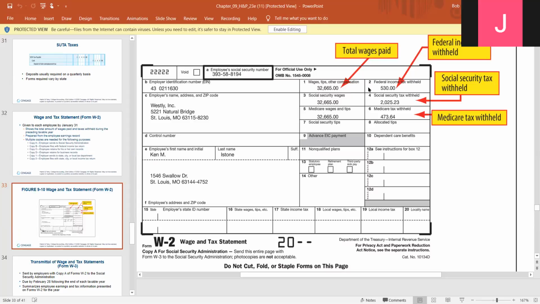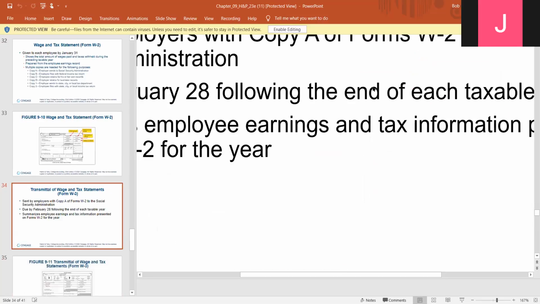They're showing you how much came out for federal income tax, Social Security, and Medicare. If I'm looking at this right, this guy earned almost $33,000, and he only paid $530 in federal income tax. He's going to get a nice letter from the IRS shortly.